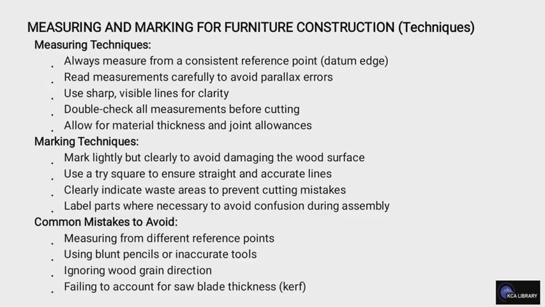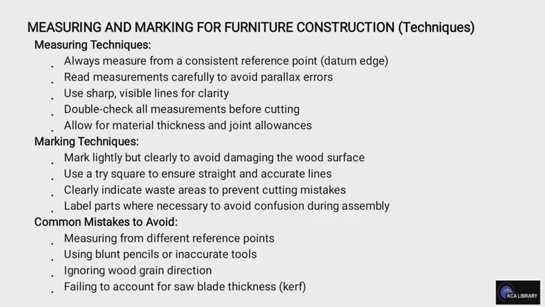We have techniques of measuring and marking for furniture construction. Under the measuring technique, you need to always measure from a consistent reference point. You also need to read measurements carefully to avoid parallax error. You also need to use sharp, visible lines for clarity. Double check all measurements for cutting and allow for material thickness and joint allowances.